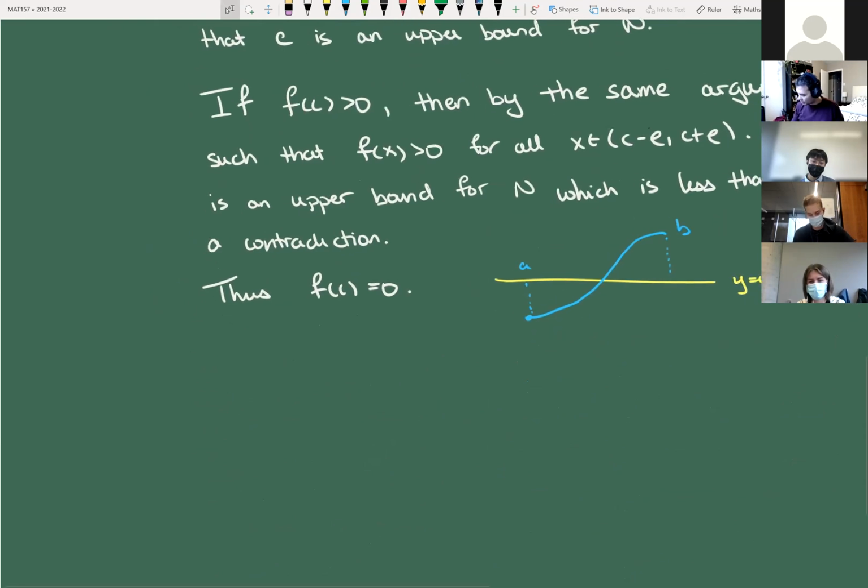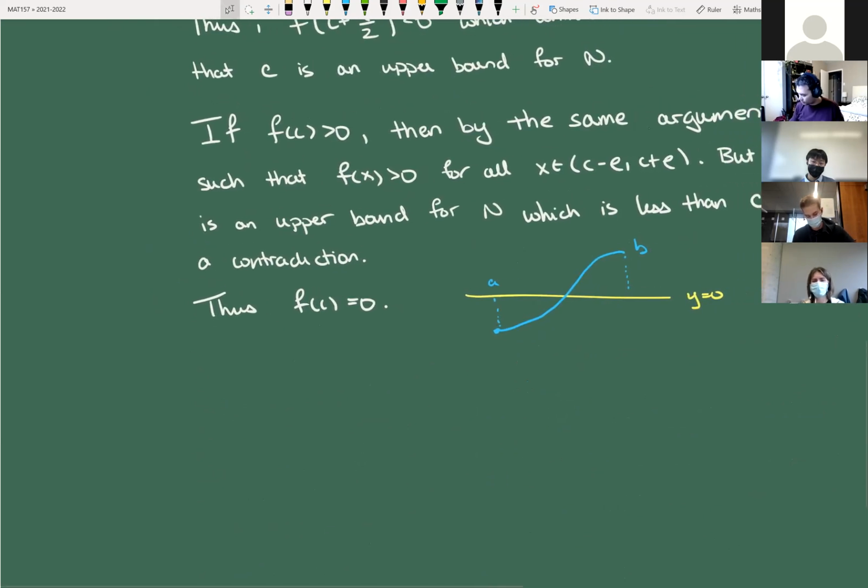Okay, so now let's actually prove the IVT. Basically what we're going to do is take whatever value you want, right? So you're going to give me some number between f of a and f of b. Let's call that number d or something.